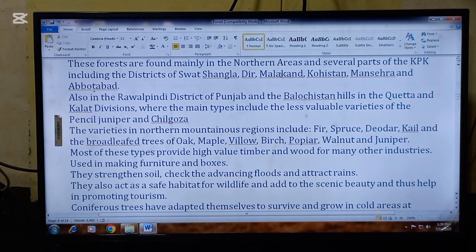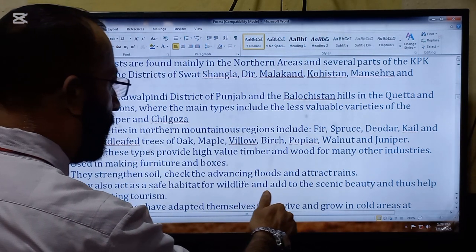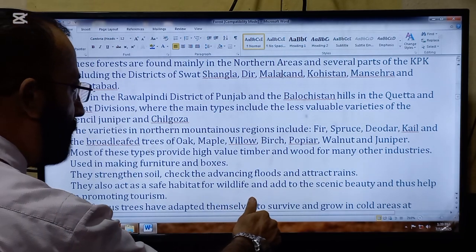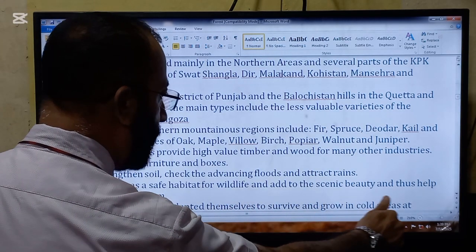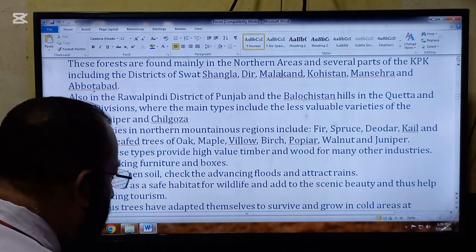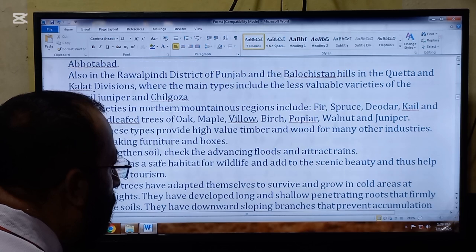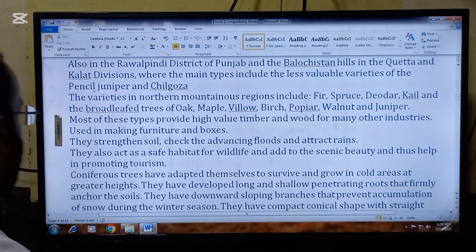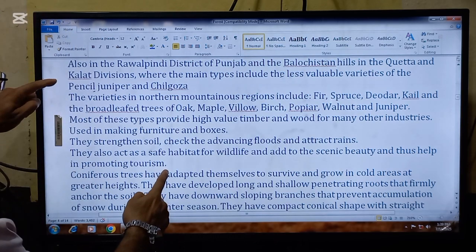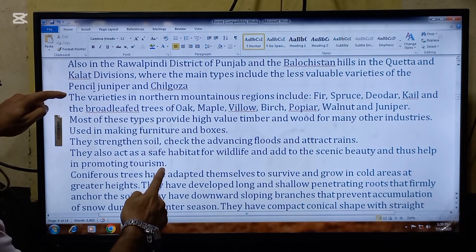They strengthen soil, check advancing floods and attract rains. So these are the benefits. They also act as a safe habitat for wildlife and add to the scenic beauty and thus help in promoting tourism. So up to here, students, these were the advantages.